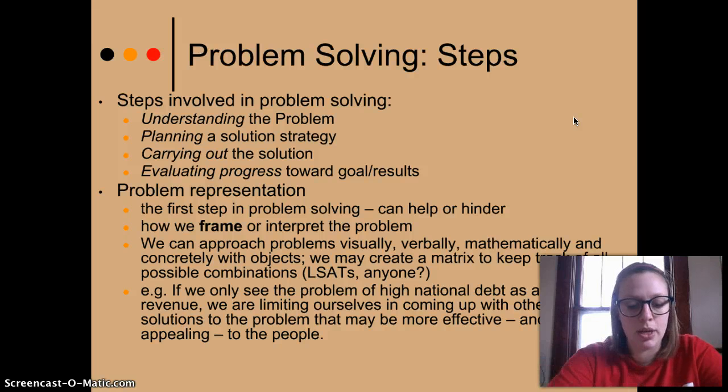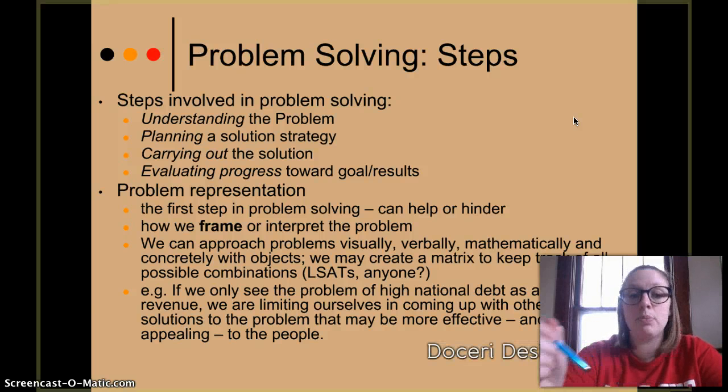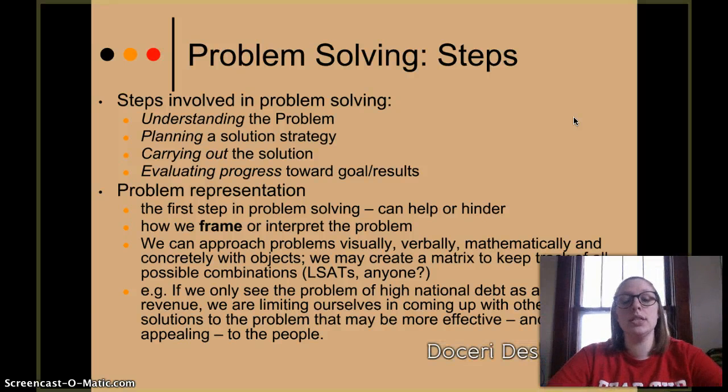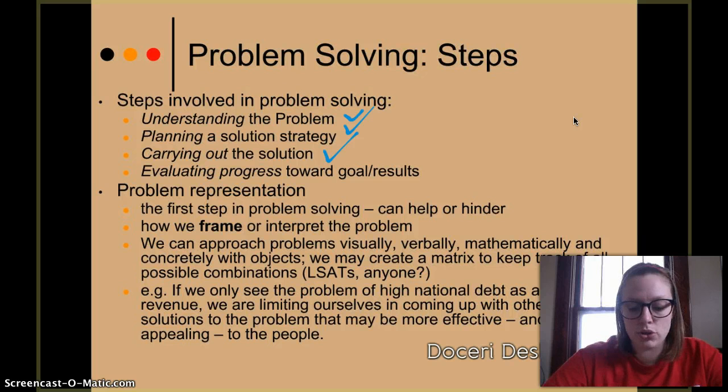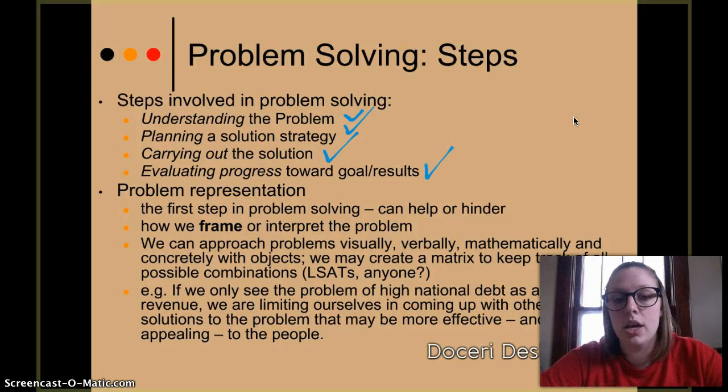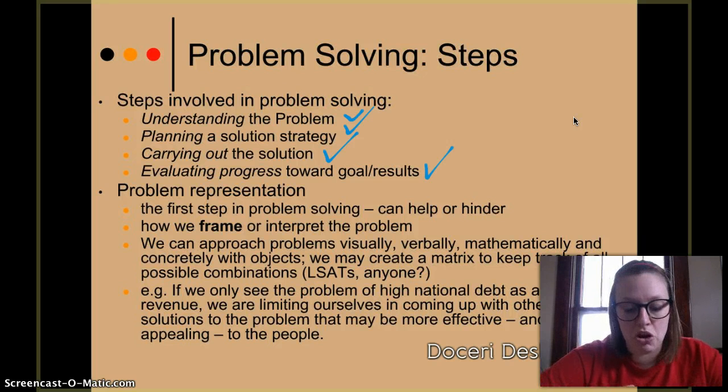I'm having a blast. All right, there are steps to problem solving. You all understand them because we did them during our research unit. So you got to understand your problem. You got to plan a solution strategy. You got to carry out your solution, and then you got to evaluate your progress. Is there a better way that you could have done it? I don't know. We would have to try.